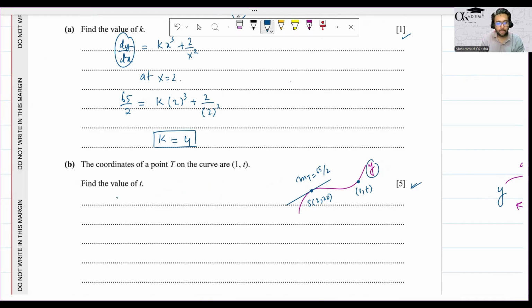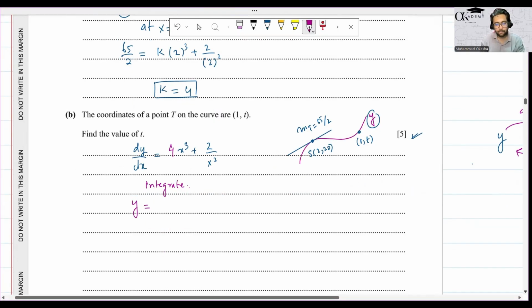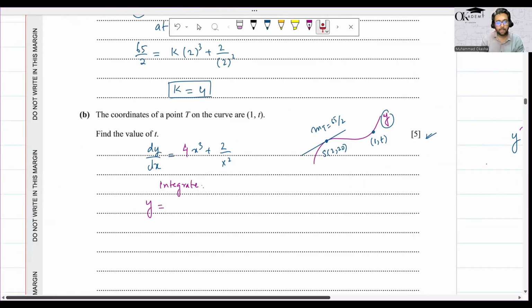First things first, I'll start with my derivative, dy by dx, which was kx cubed plus 2 over x squared. But now I know k is 4. So instead of k, I'll put 4. And I will integrate. So dy by dx integrates to give y. We just saw that. Let's do term by term integration.